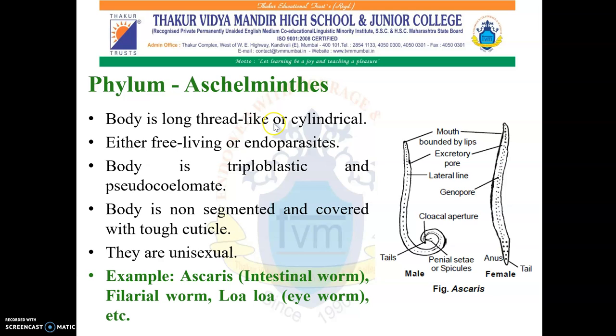And the examples are Ascaris, which is also called intestinal worm, filarial worm, and Loa loa, that is also called eyeworm, etc. So the picture shows the male and the female Ascaris with different body parts like mouth, excretory pores, tail, anus. This is the lateral line, etc.